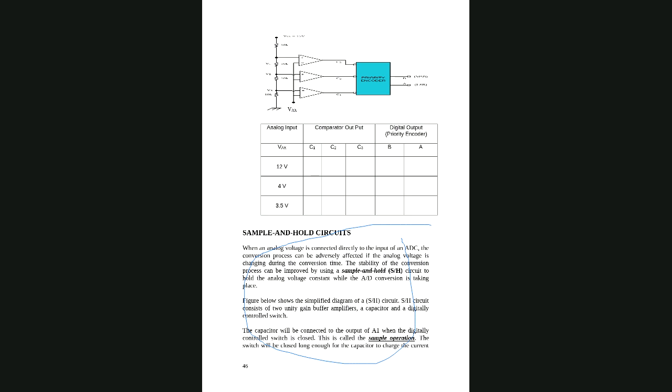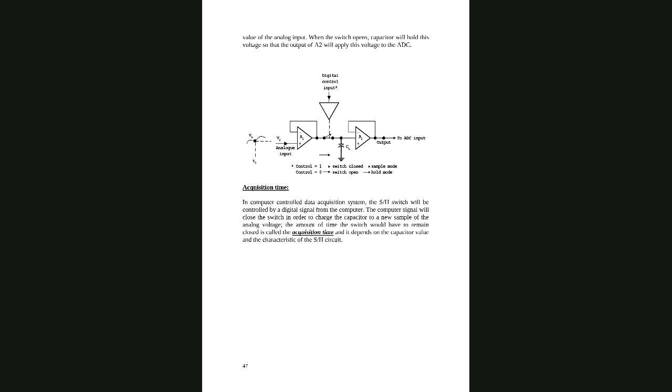The stability of the conversion process can be improved by using the sample and hold circuit to hold the analog voltage constant while the A to D conversion is taking place. Because of the conversion time, we studied already, it takes some time to convert, so we must hold the input.